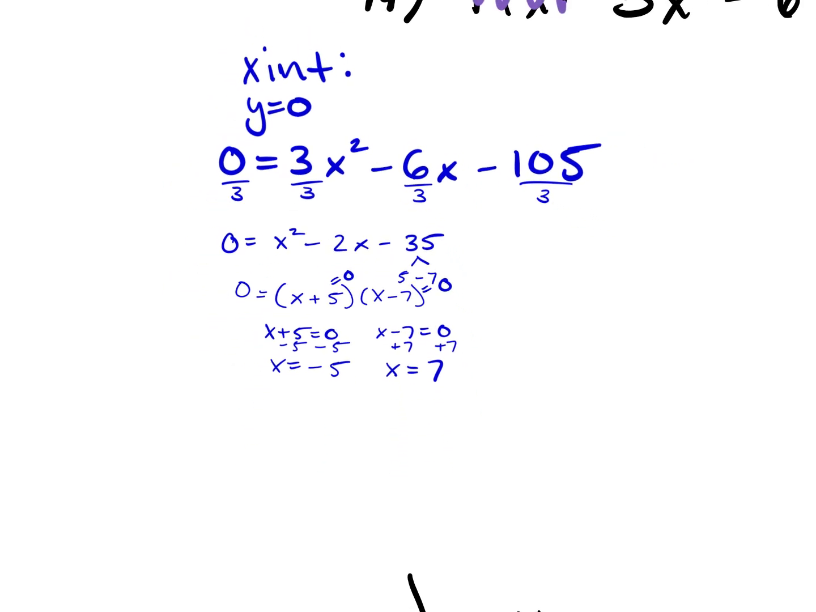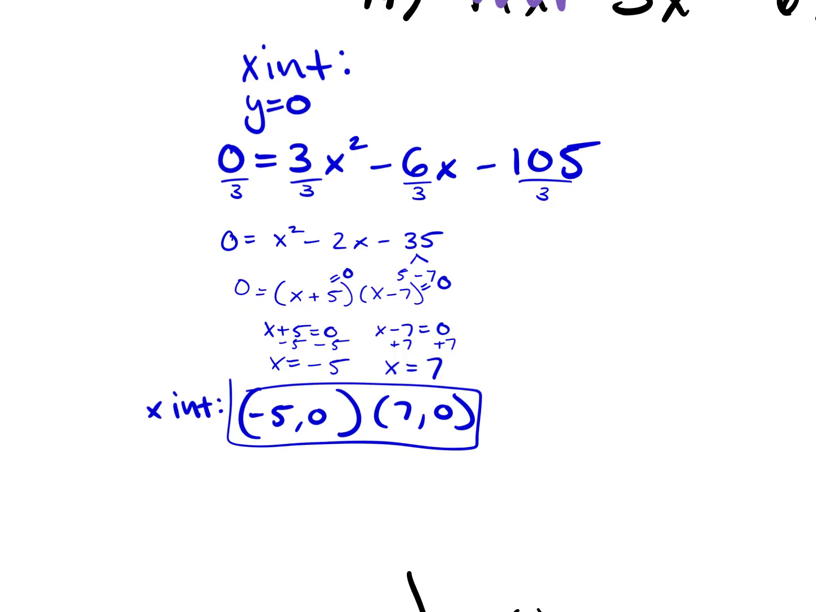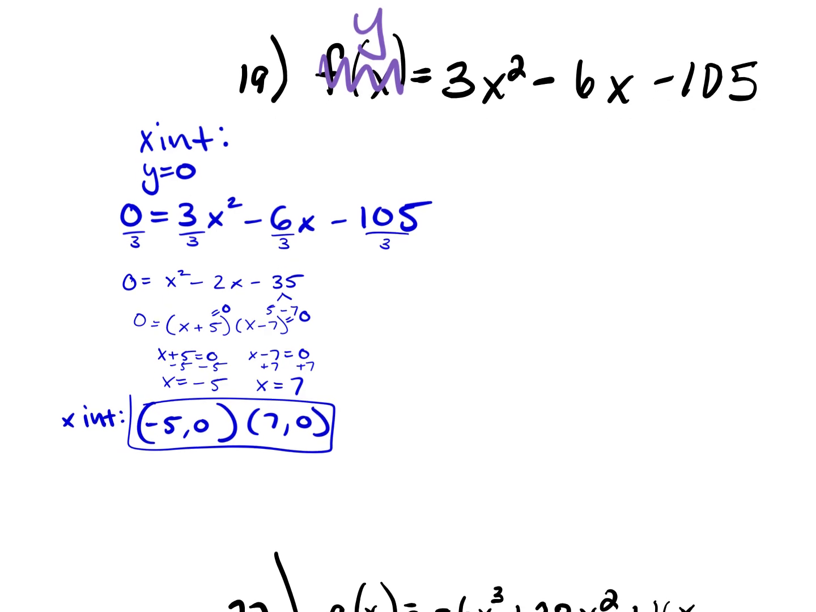Now we have to write our answer as points. So for our x-intercept, is it going to go in the x spot or the y spot? The x. We have negative 5, 0, and 7, 0. So we have 2 x-intercepts here. Which, that's fine. It'll happen. You can get 2 x-intercepts. It can happen that you get 1 x-intercept. Just be careful with the math. Any questions on our x-intercept?